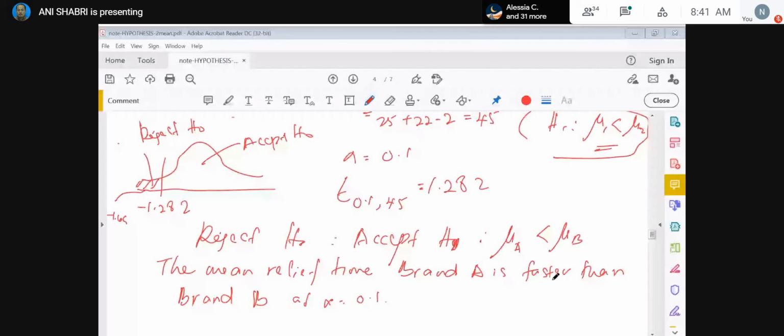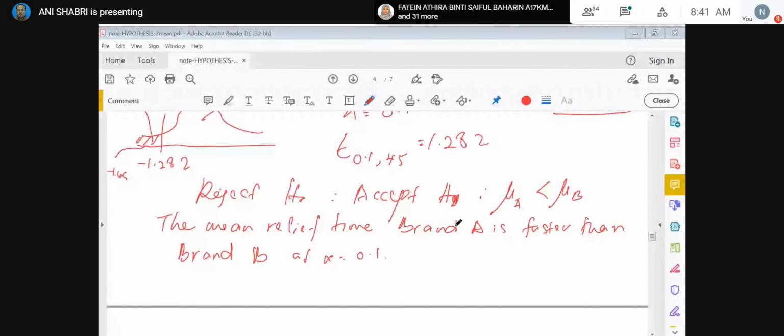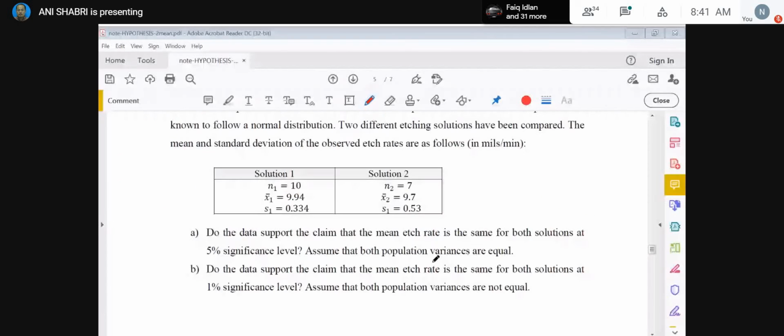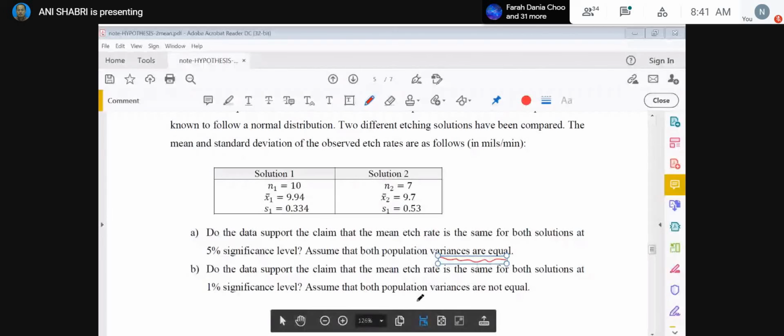Okay, try do exercise. Exercise 3. After you finish this one, exercise 3, we have two questions. Okay, for the number A, variances are equal, and number B is variances are not equal. Okay, try this one. After that we discuss about this one.